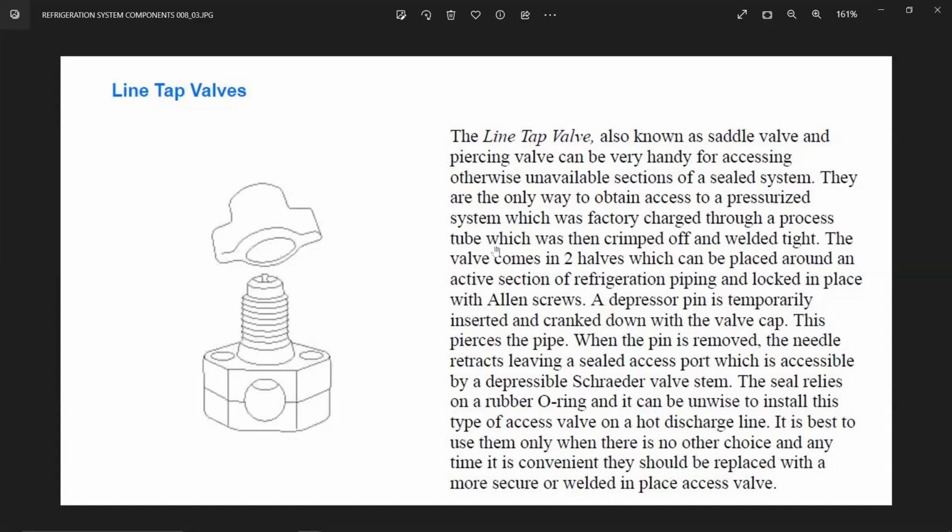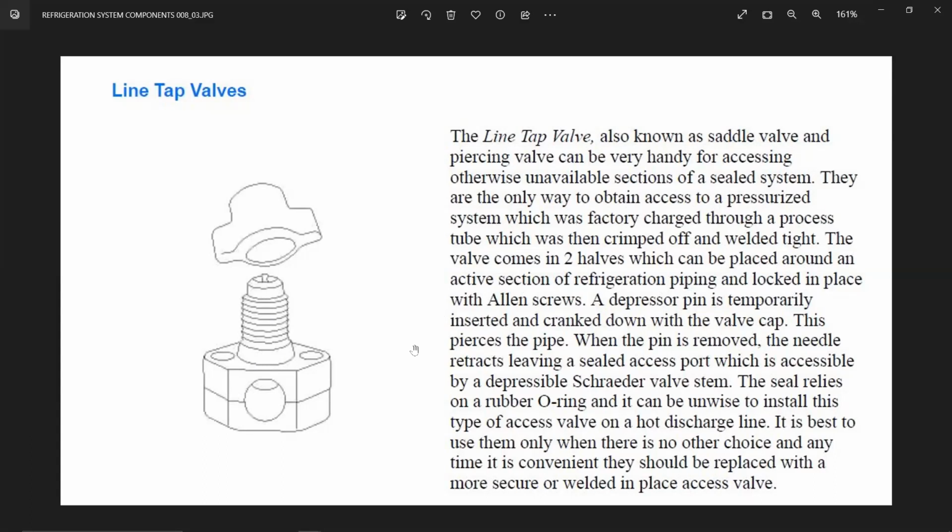So what is this? During operational use, you do not need to depressurize the entire system. The line comes with two halves which can be placed around the active section of the refrigerant piping and locked in place with screws. A depressor pin is temporarily inserted and cranked down with a valve cap.